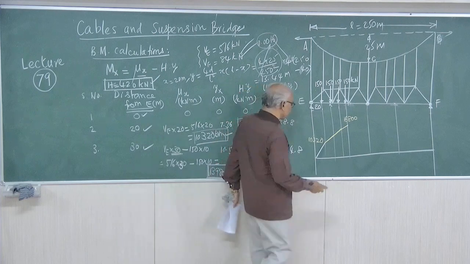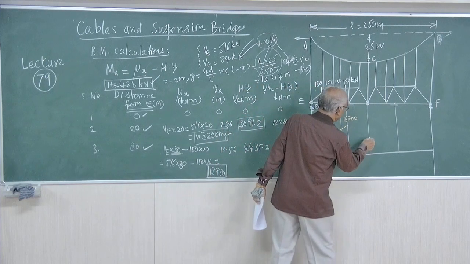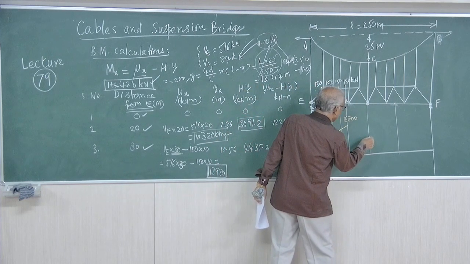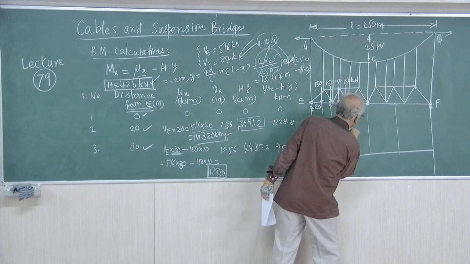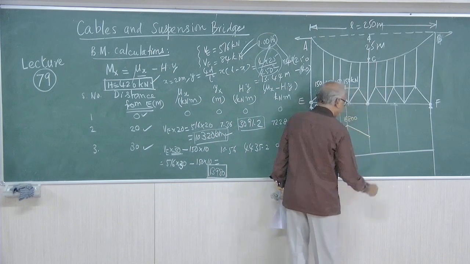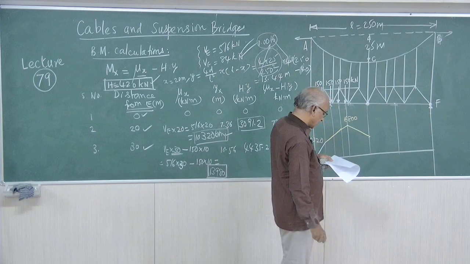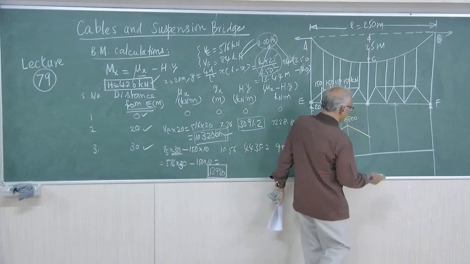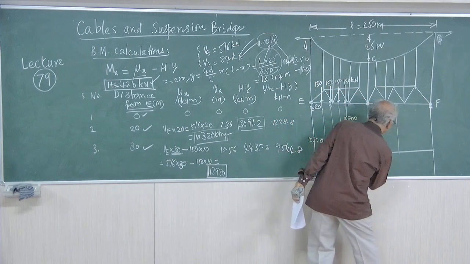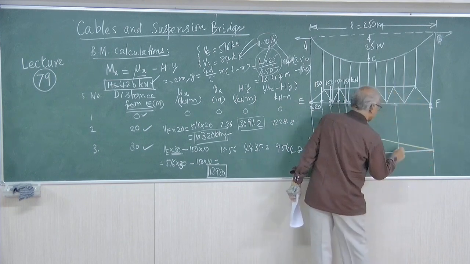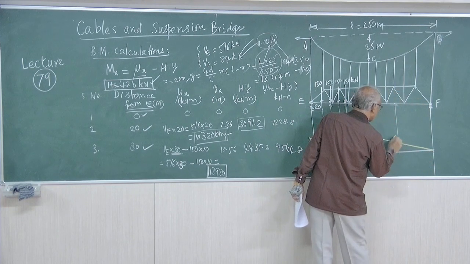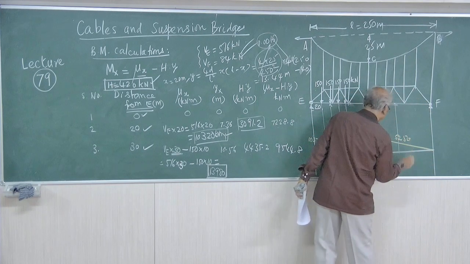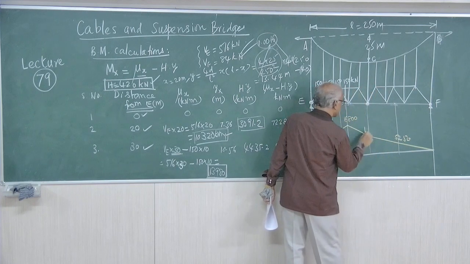At 125, it is 10,500. At 187.5, it is 10,325. So here it is 10,325, 10,325, and half the value 5250 and 0. Now this value is 5250, half of this value. This is 10,500.